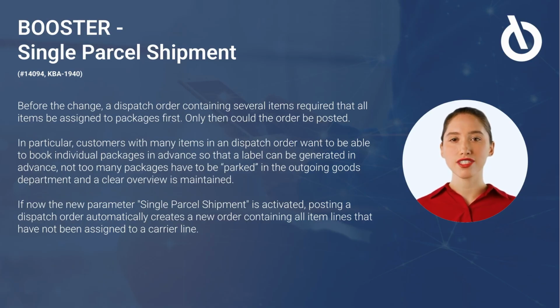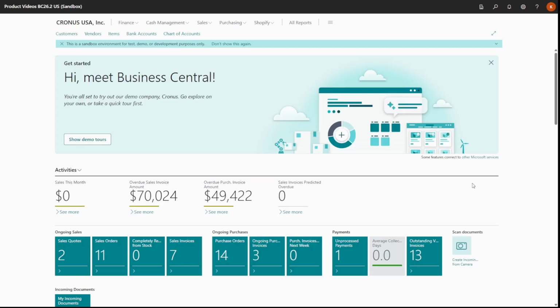The following extension of our shipping solution offers the possibility to efficiently manage and execute partial deliveries by activating the new parameter single parcel shipment. First, we open an existing dispatch order.